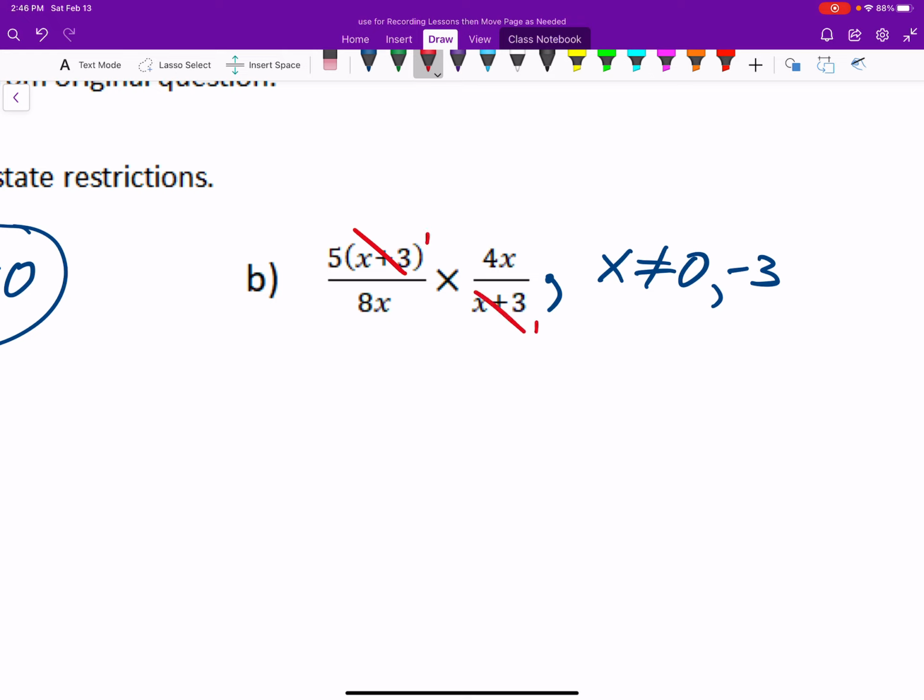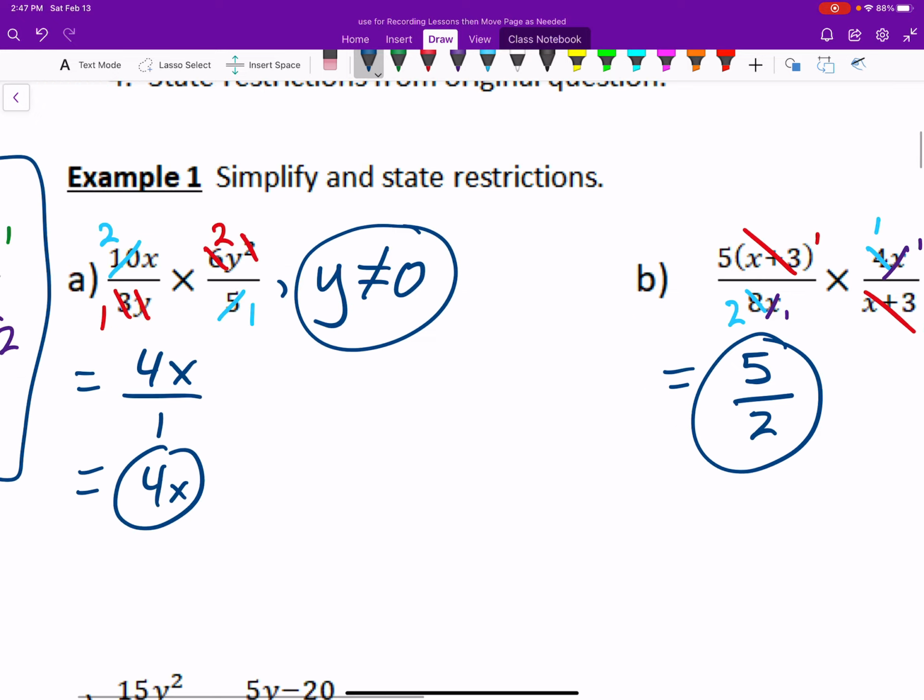And the 4 can cancel or reduce with the 8, 1 and 2. The x's can cancel each other out. So what I've got left on the top is 5 times 1 times 1 times 1, or just 5. What I got on the bottom is 2 times 1 times 1, so 2. I could leave it like that. That's already in lowest terms. Yes, I could rewrite that as 2.5, but I don't need to.